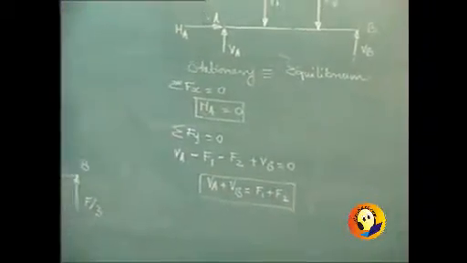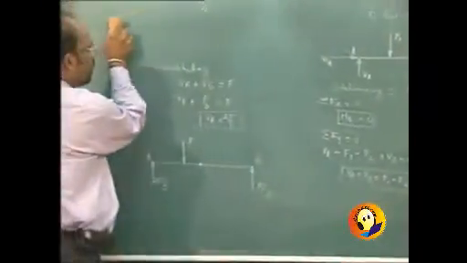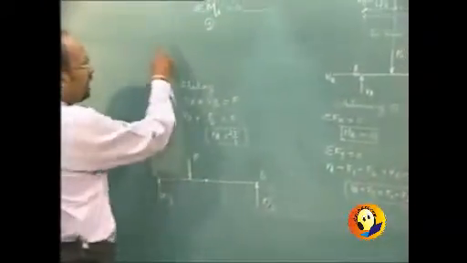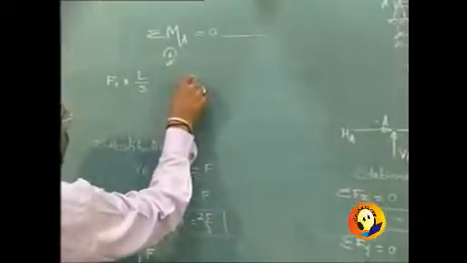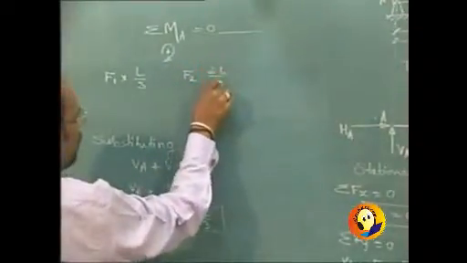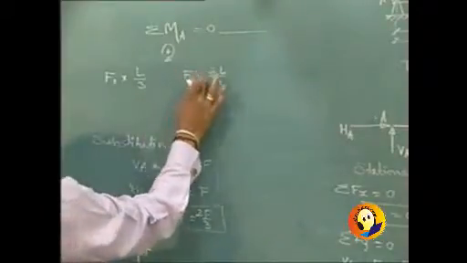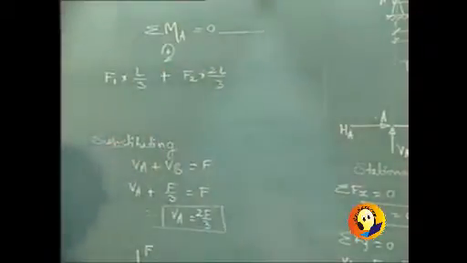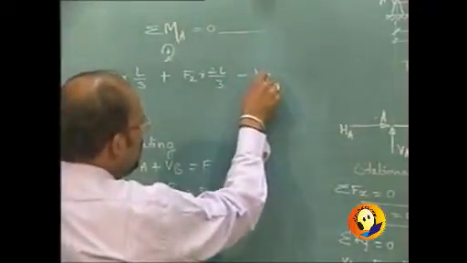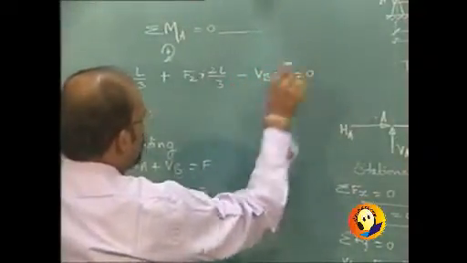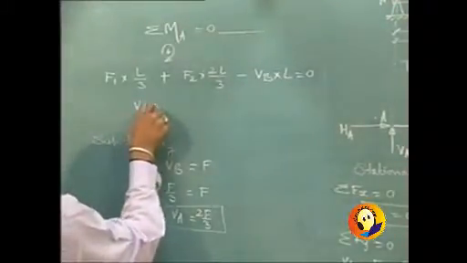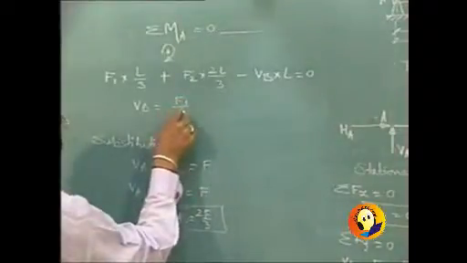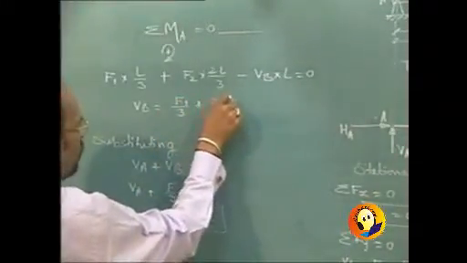As we proceed to take the moment about point A, we will find that the moment of F1 is F1 into L by 3, which is the perpendicular horizontal distance. For F2, the distance will be 2L by 3 and it is also clockwise, so positive, whereas it will be minus VB into L equal to 0. So VB can be calculated. VB comes out to be F1 by 3 plus 2F2 by 3.